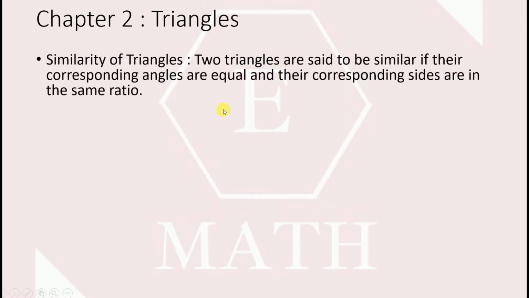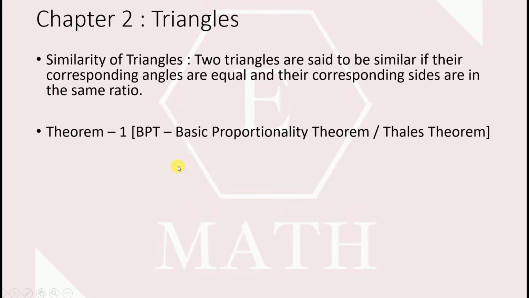In this chapter, we have a concept called Similarity of Triangles. So let's see what is that. Two triangles are said to be similar if their corresponding angles are equal and their corresponding sides are in the same ratio, right? So there is a theorem in this chapter.